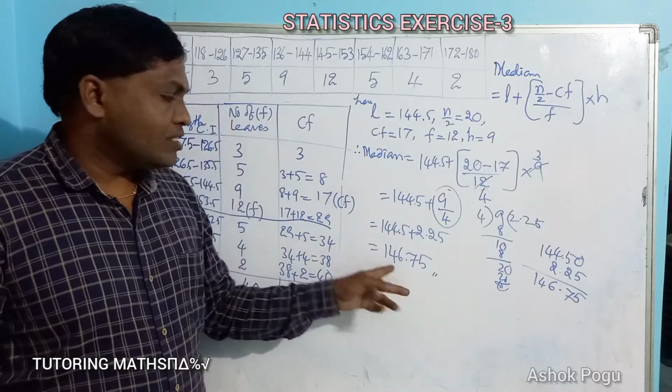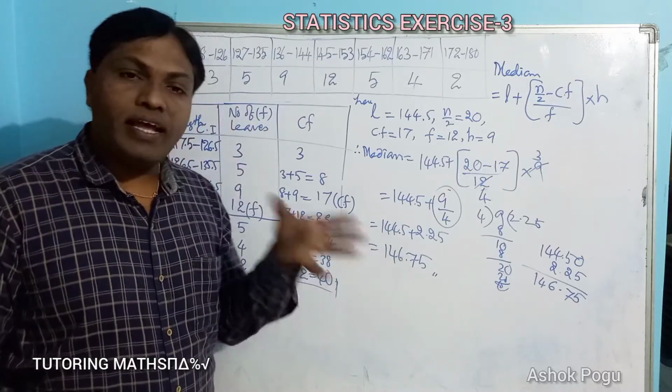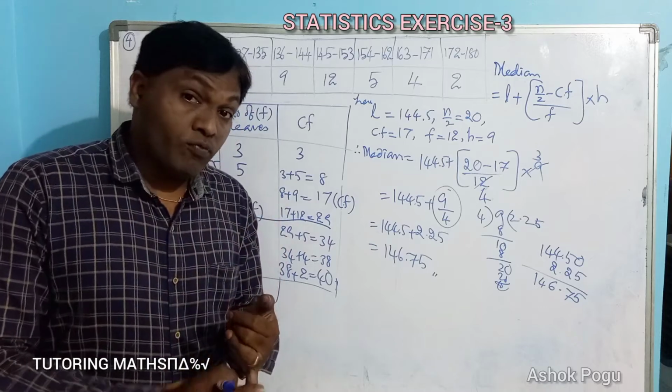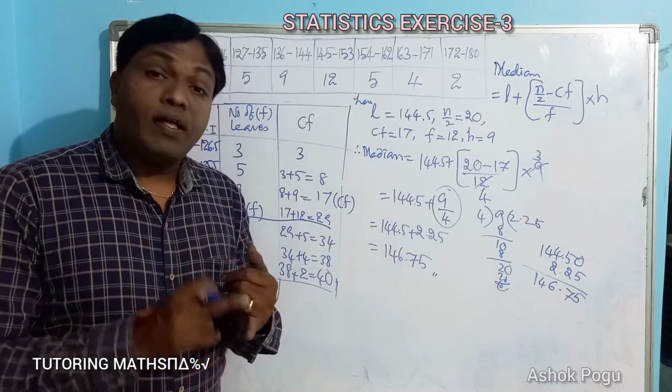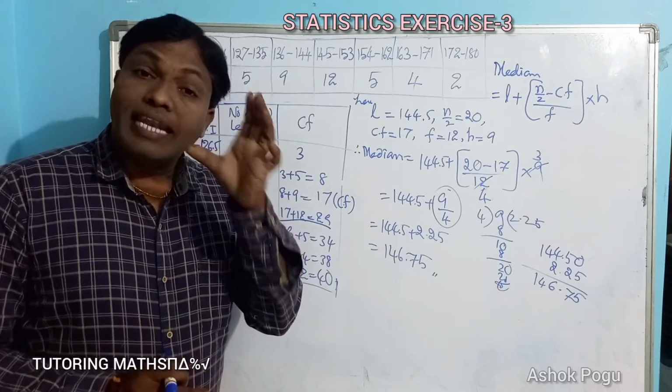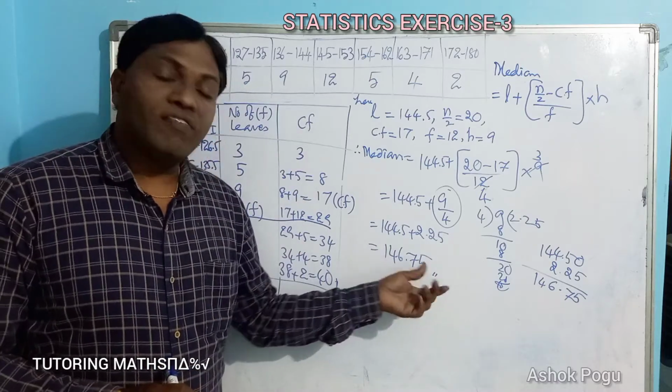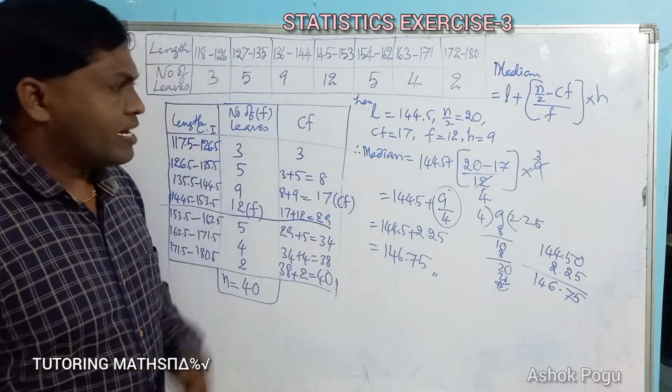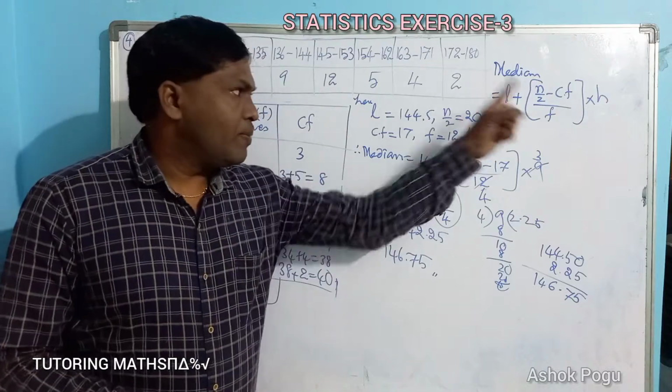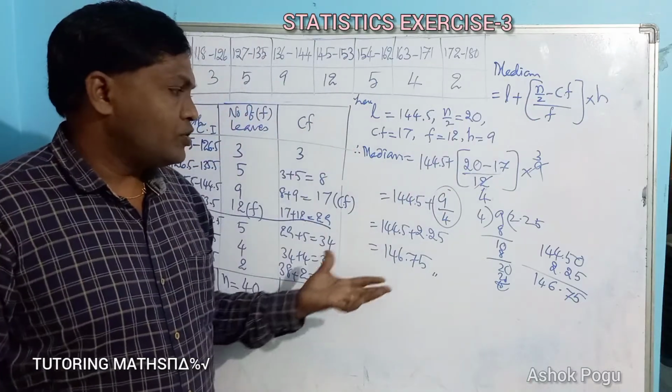What is the median length? 146.75 length. The median length of the leaves is 146.75 millimeters. So just like this, very simple. Keep the formula in mind, get the values and substitute.